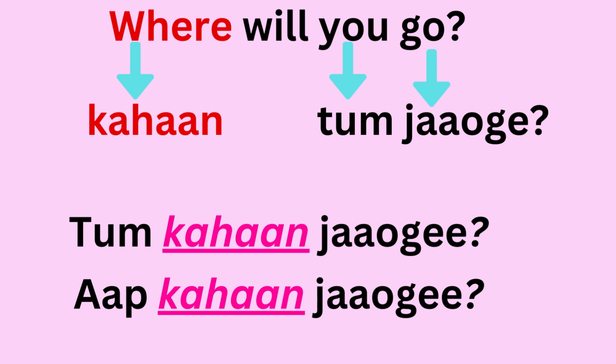Then let's look at the second W of English, where. Where will you go? The Hindi word for where is kahan, you is tum or aap depending upon who we are talking to, and go is jaoge. Now the root word for go is jana, but since it is futuristic, we will say the word jaoge. So kahan tum jaoge. But the correct way to put that would be tum kahan jaoge or aap kahan jaoge.